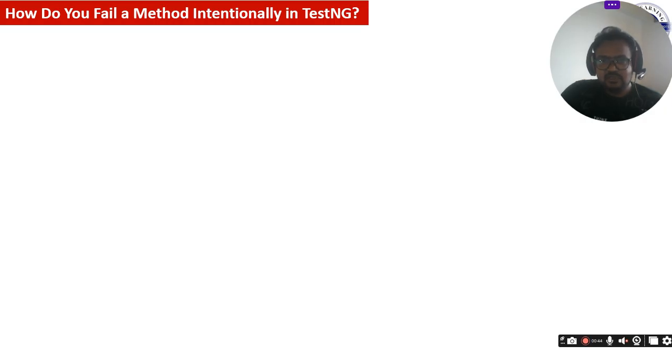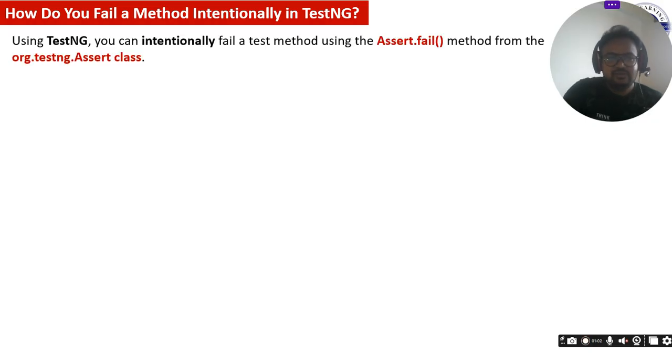There are certain things you can do when you are developing the automation framework. You need to test a few things internally before it actually goes on your actual test case. For that reason, you need to use these techniques to fail a method intentionally in your test case. And how can we do that? Using TestNG, you can intentionally fail a test method using Assert.fail.